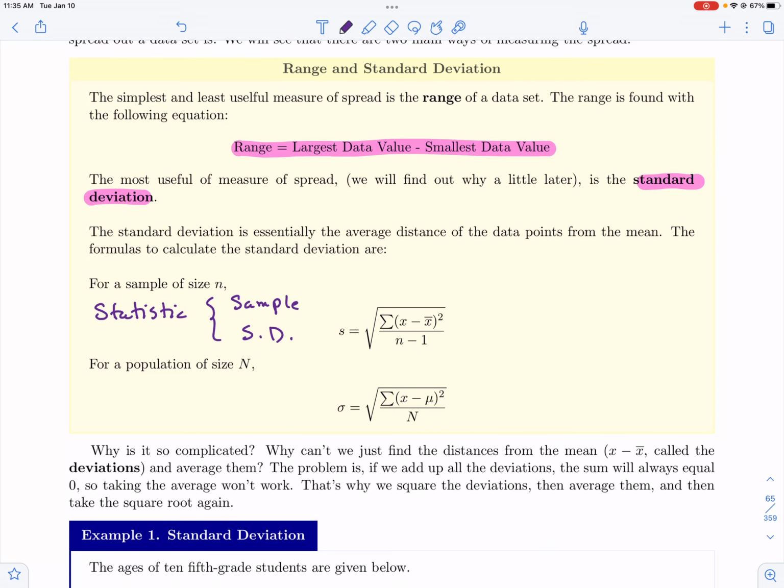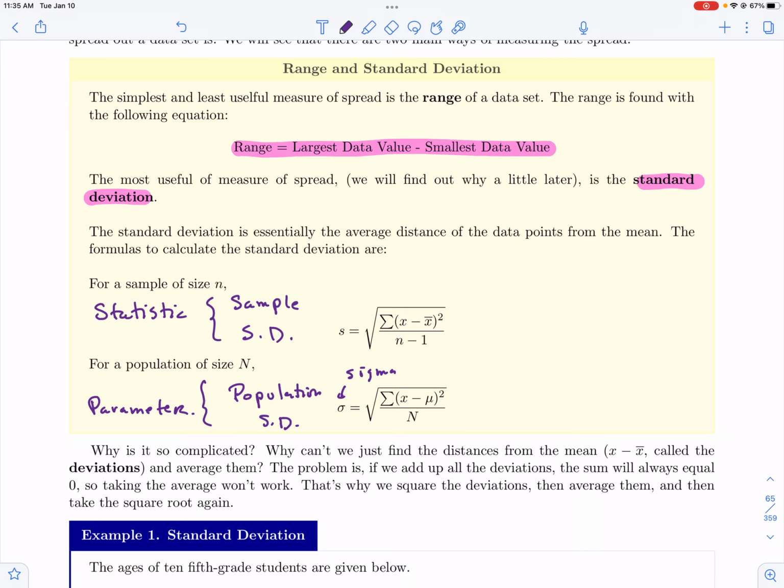All right. Our second equation is going to be for our population standard deviation. In this case, that little Greek symbol here is actually lowercase sigma. And so sigma represents our population standard deviation. And again, this is going to be our parameter for that set of data.